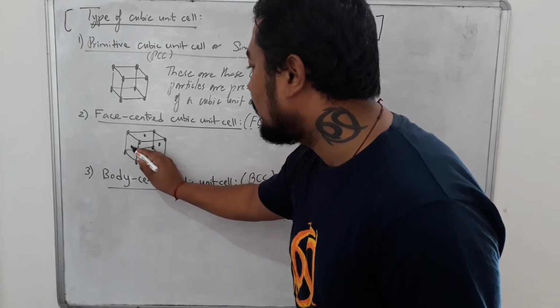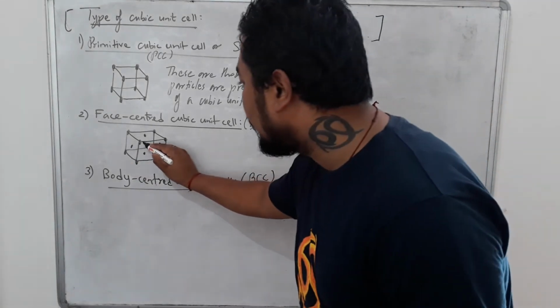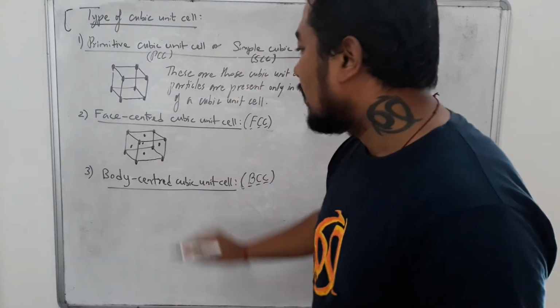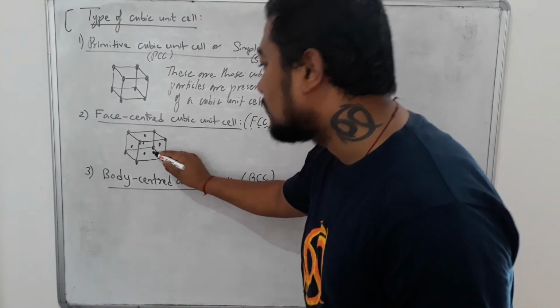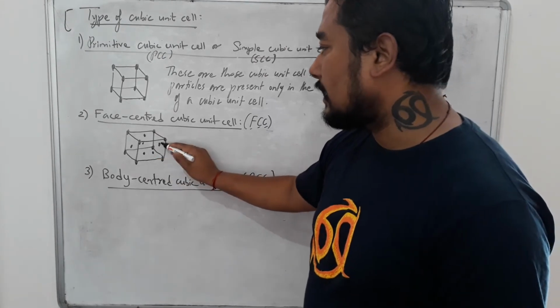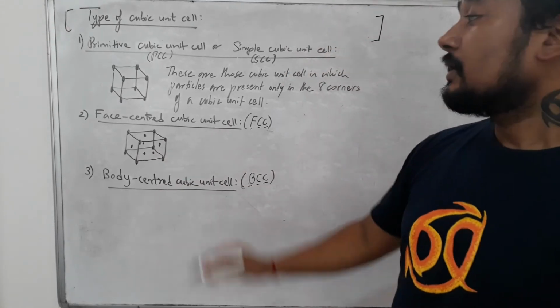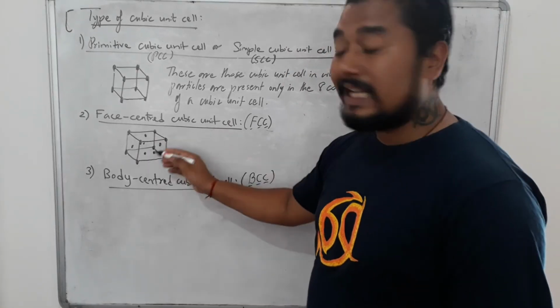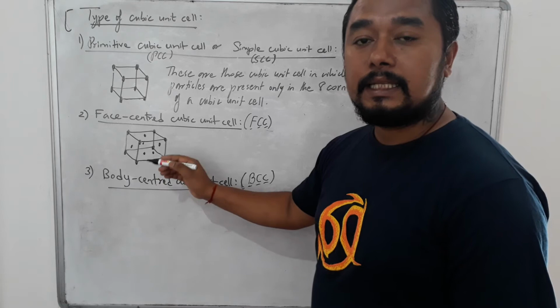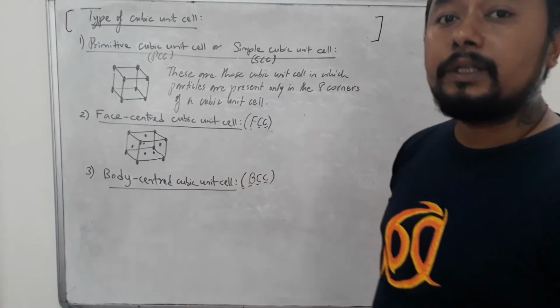Center of the left face is this, center of the back face is this, and the center of the front face is this. So center of the above face, center of the down face, center of the right, left face, center of the back, and center of the front face. So if the particles are present in the 8 corners as well as at the center of each 6 faces, then that is called face center cubic unit cell.